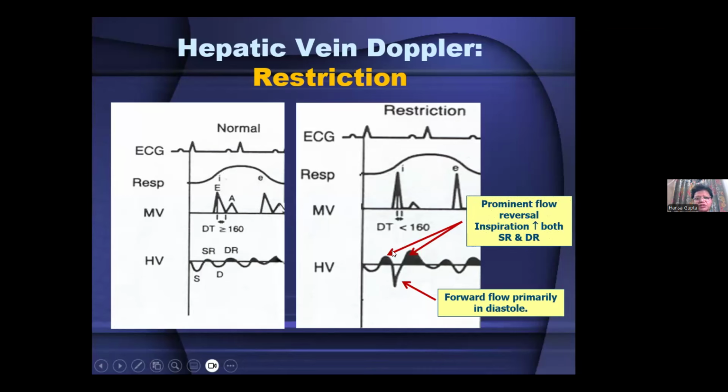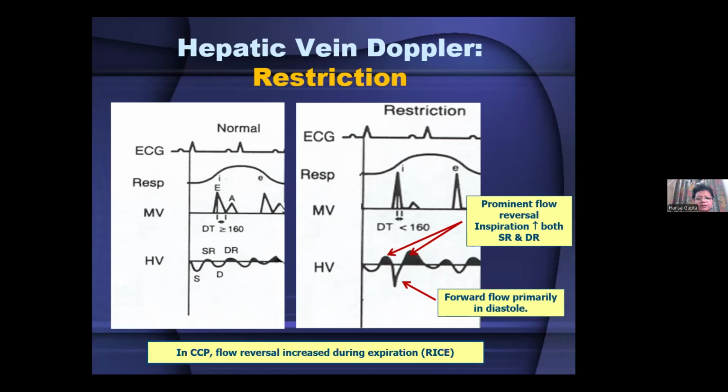Now what happens in restriction? They're all increased. The diastolic forward flow is also increased, and in inspiration both the things are increased. While in CCP, the chronic constrictive pericarditis, during expiration they have come down in restriction, but in CCP they will increase during the expiration. So if you interrogate the hepatic vein with a Doppler, you may find systolic and diastolic flow reversals increased in inspiration, which points towards restrictive physiology. See here, this is what is mentioned here. In CCP, flow reversals are increased during expiration.